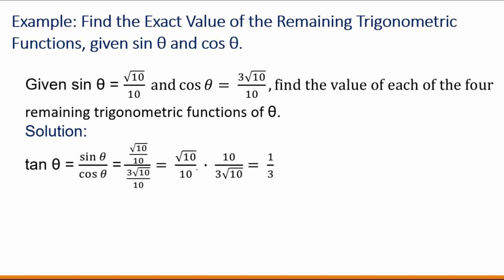And we can do some canceling here. 10 cancels with 10, and also square root 10 cancels with square root 10. So 1 times 1 is 1, and 1 times 3 equals 3. So the tangent of theta is equal to 1/3.